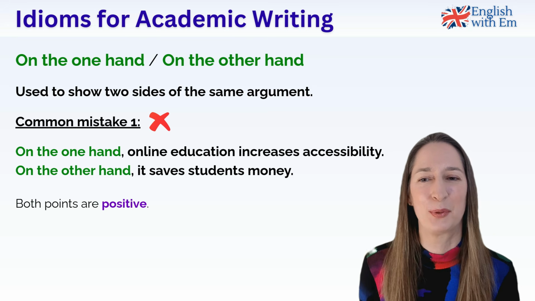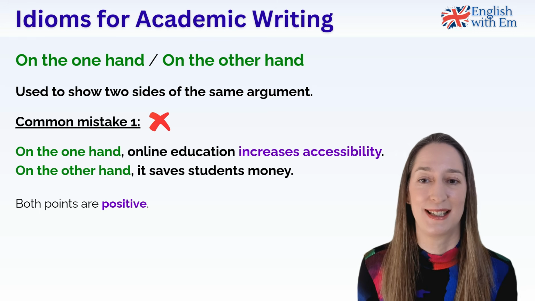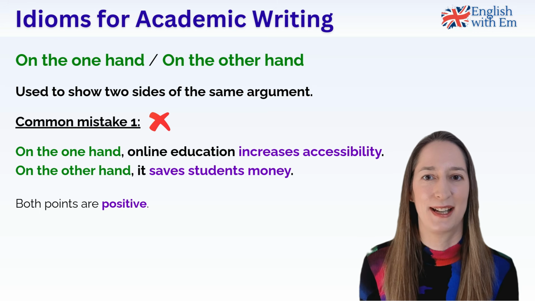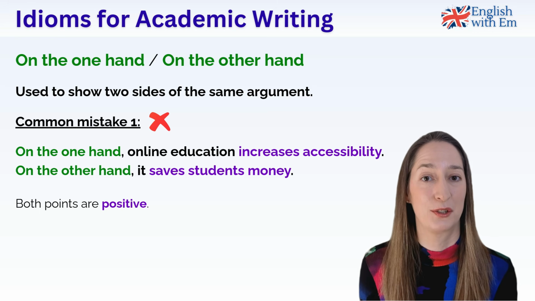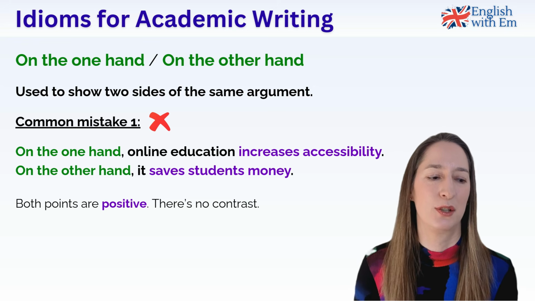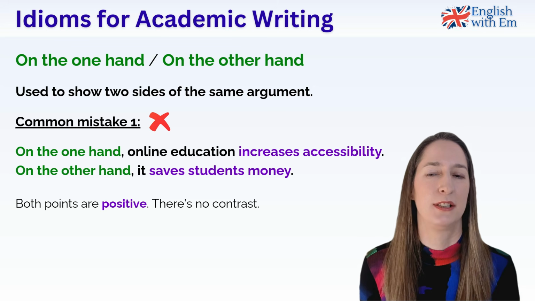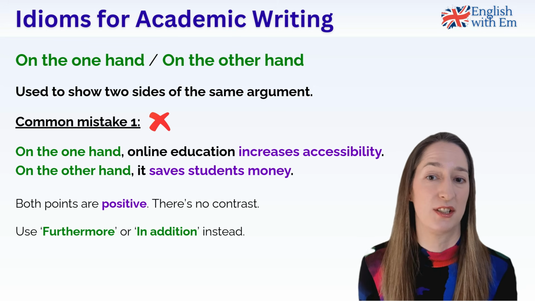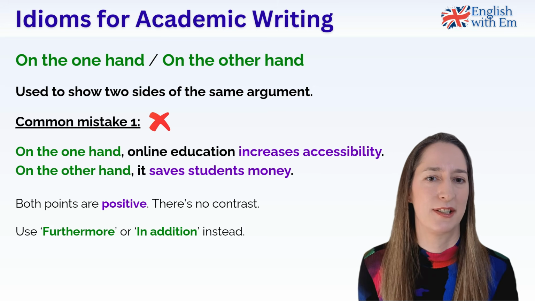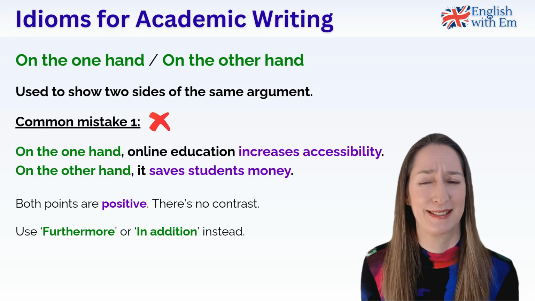Okay. So, both points are positive. We've got increases accessibility, this is good, and saves students money, also good. So on the one hand and on the other hand are used to show contrast. And here, there's no contrast. If we've got 2 positive points, then what you're doing is adding information. So you could use furthermore or in addition instead. You could say, on the one hand, online education increases accessibility. Furthermore, it saves students money.